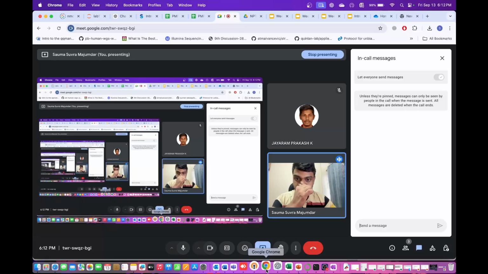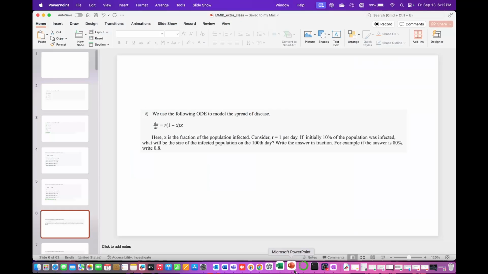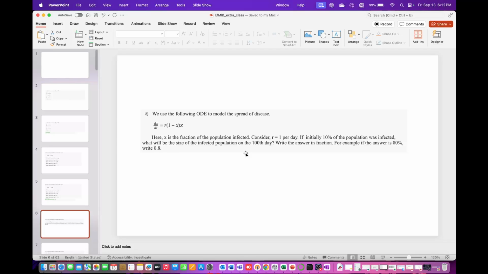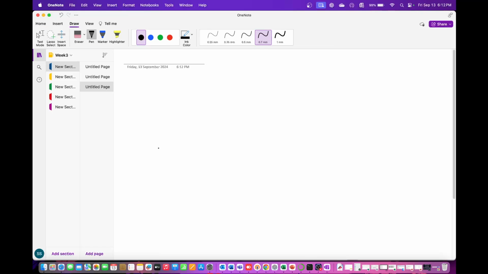So the question says this is the rate. This is the dx/dt equation, which is the ODE model of spread of disease, which is quite simple. Here r is given, and x naught is given as 10%, and it has asked what will be the size of the infected population on the 100th day. Okay, so let's try to solve.